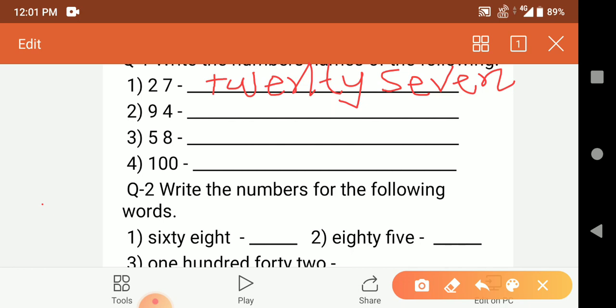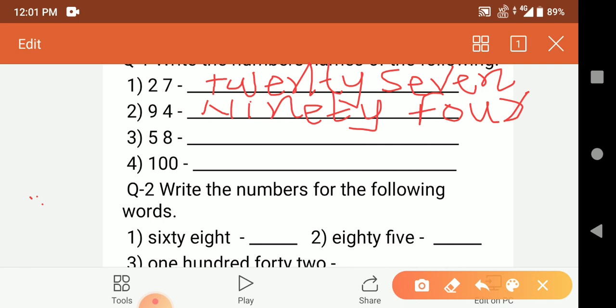Now my second number is 94. How to write 94? Yes, very good. N I N E T Y, F O U R. NINETY is 90, FOUR is 4. 94.